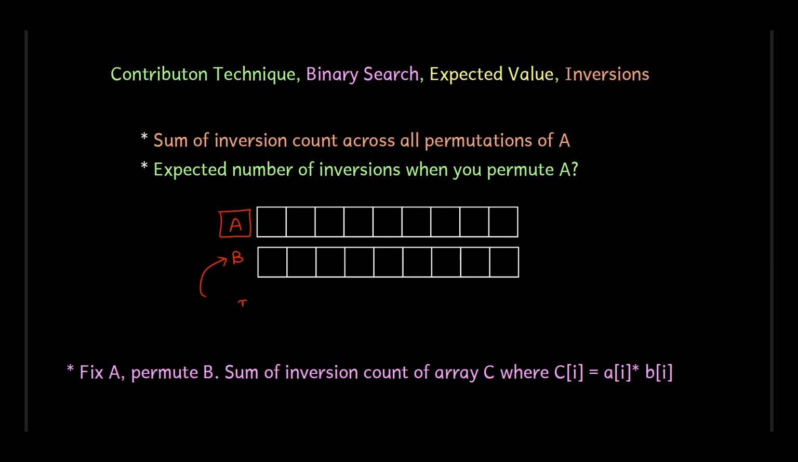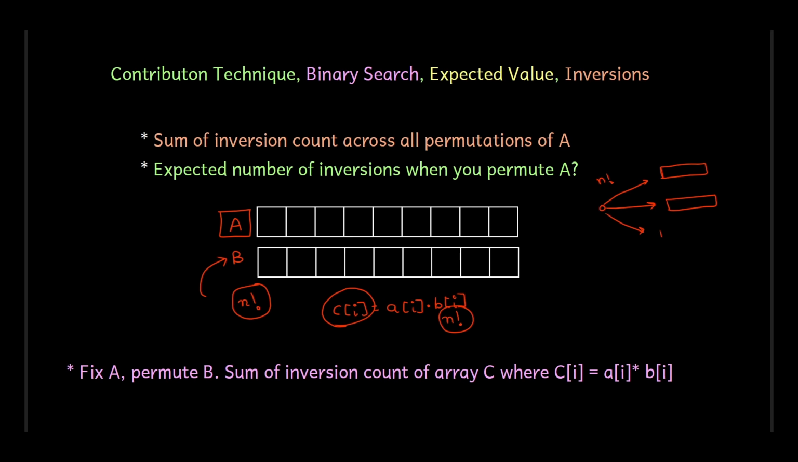So again there are n factorial permutations, and once you have done the permutation, you create a new array where you define C of I is AI into BI. So notice that AI is not changing, but you are exploring all the n factorial permutations of the array B. So again, how many C arrays can there be? There can be n factorial C arrays, right? This is the first C array that you can create. This is the second C array, and so on.